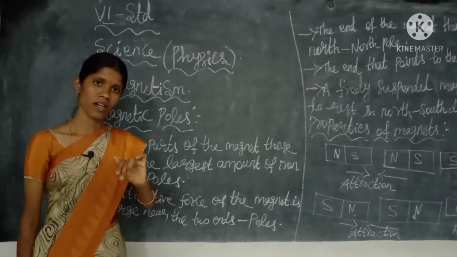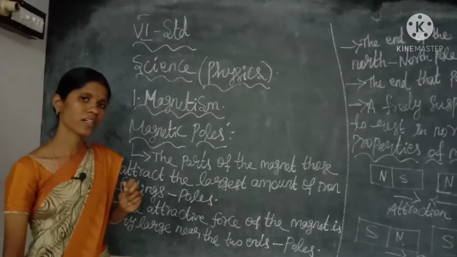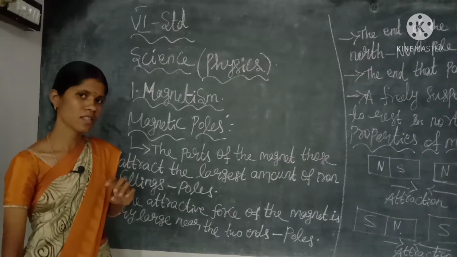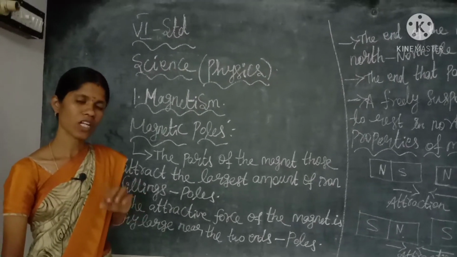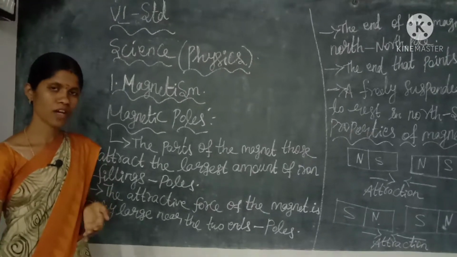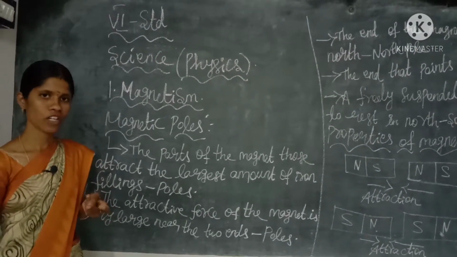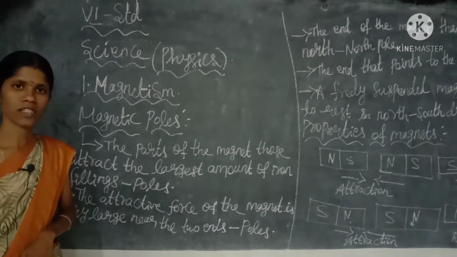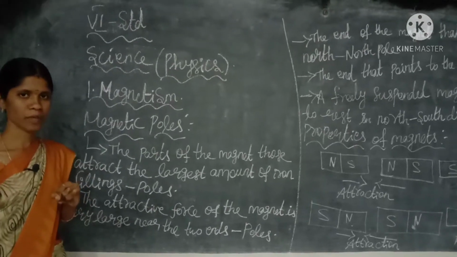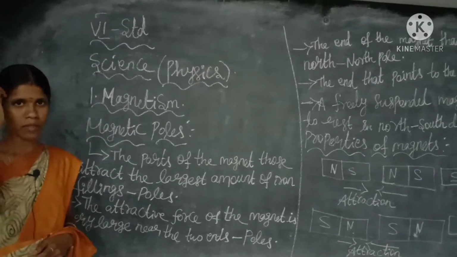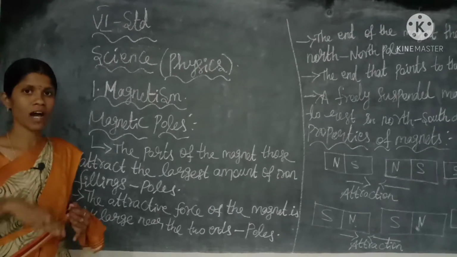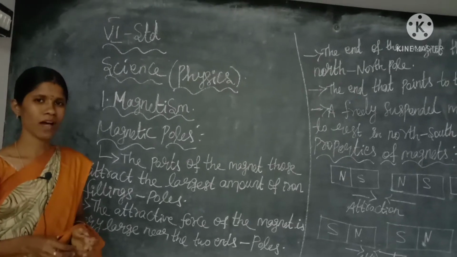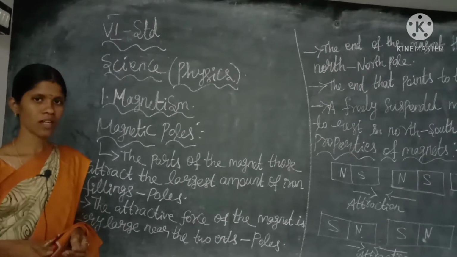In the last class we already saw what a magnet is. In our previous classes we covered the definition of a magnet, what magnetization means, and the types of magnets, that is natural magnet and artificial magnet. Then we learnt about two types of material: magnetic material and non-magnetic material. Magnetic materials are like iron, cobalt, nickel. Non-magnetic materials are, for example, paper, plastic, wood, rubber.